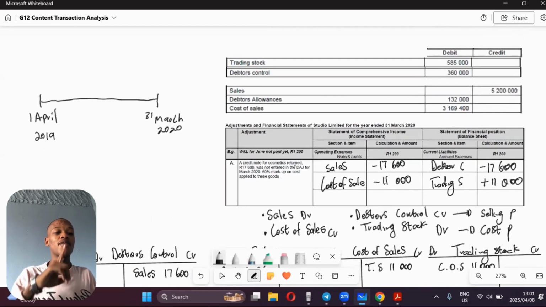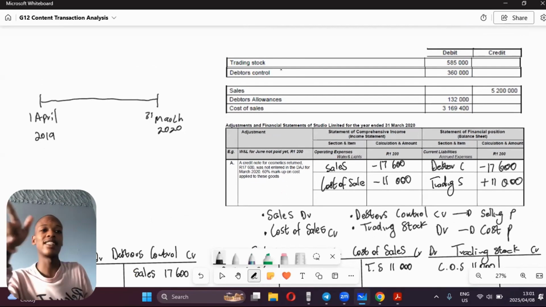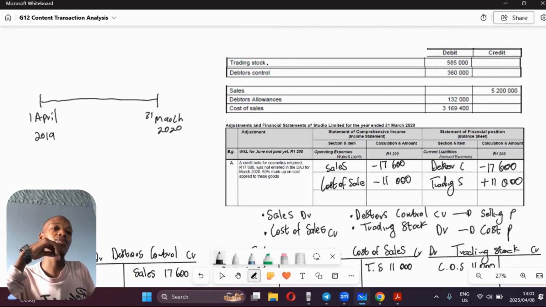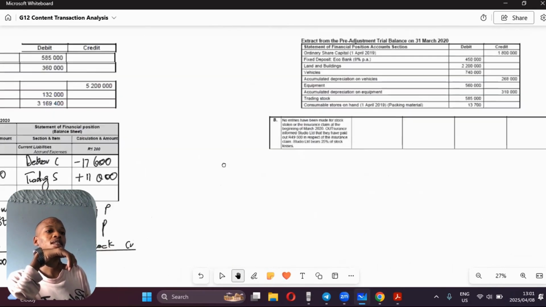And then don't forget, this is what I always tell my students to do. Please also reflect those decreases and increases to your asset accounts, which is trading stock. Remember, trading stock you're going to add 11,000. So you don't forget on the following transactions that might affect trading stock and debtors control. Then debtors control will deduct 17,600. That is that, especially for asset accounts. All right, let's move now to another transaction.